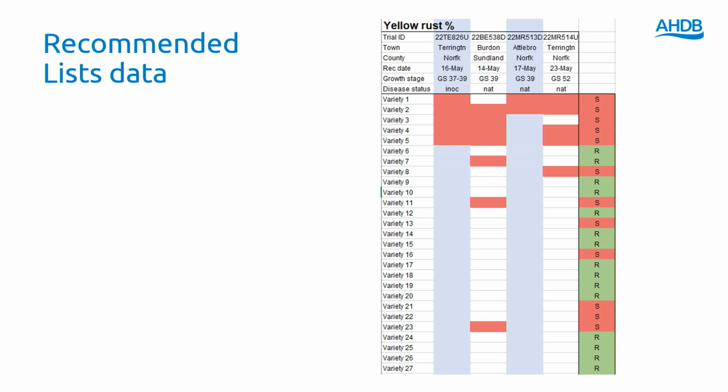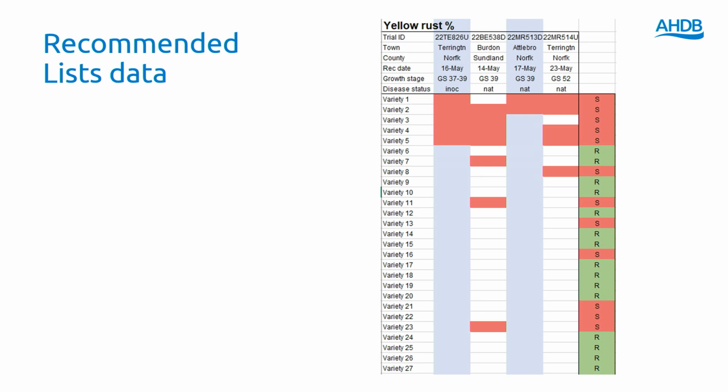Now, because the isolates that are used in those growth room experiments are a subset of the wider population of isolates that might be experienced in the field, the performance of a variety that is classified as susceptible in the growth room experiments might actually vary in the field, because there's a wider range of isolates out there, and also environmental conditions can affect the activity of that resistance mechanism as well. So for that reason, we validate the growth room experiments using data from the RLs.